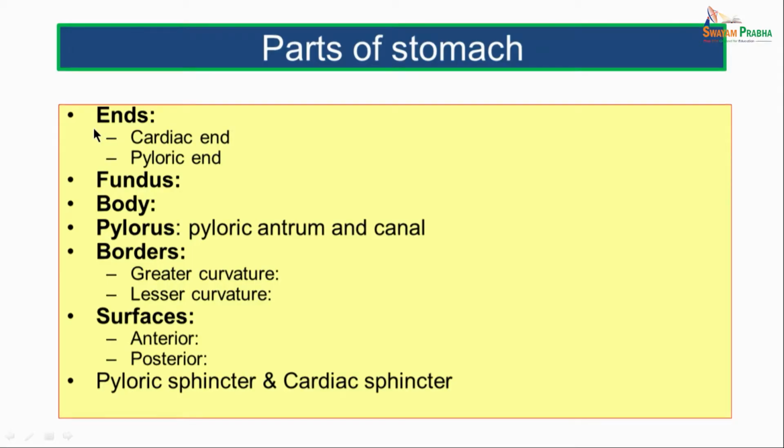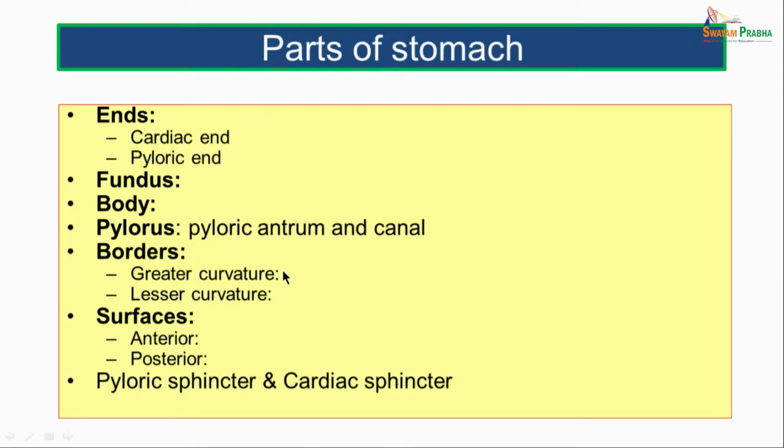So, these are the parts of the stomach: two openings, two borders, two surfaces, three parts: fundus, body and pylorus. Pylorus further divided into pyloric antrum and pyloric canal. That's what's said here. Two ends: cardiac end, pyloric end. Three parts: fundus, body, pylorus made up of pyloric antrum and pyloric canal.